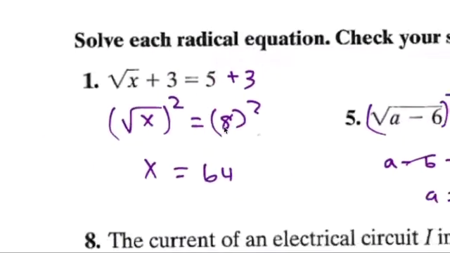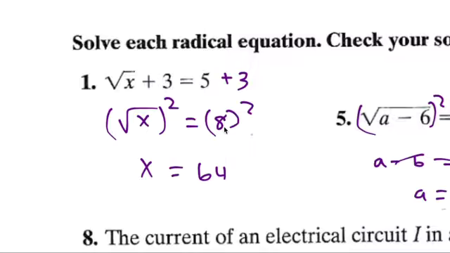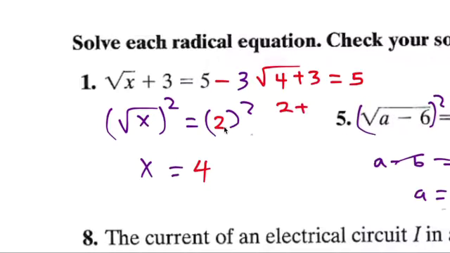Checking. 64, so you put 64 plus 3. Is that going to get you 5? Oh, that does not, because you need a minus 3. That's where I got it wrong. So the answer is 4. So 4 plus 3, so 2 plus 3 is 5.